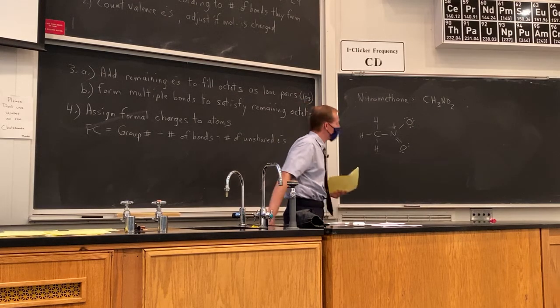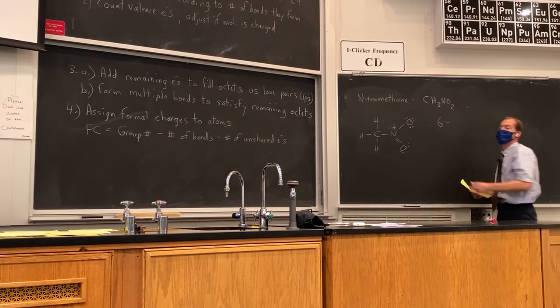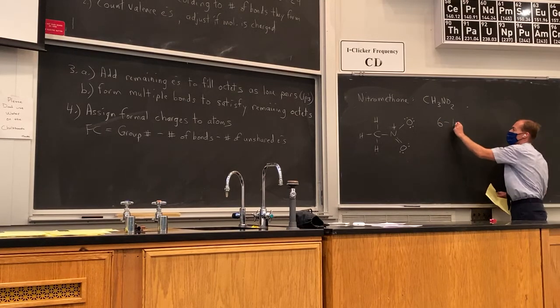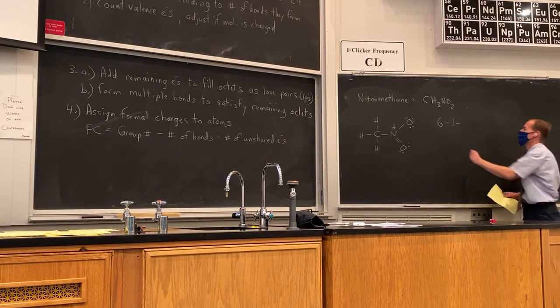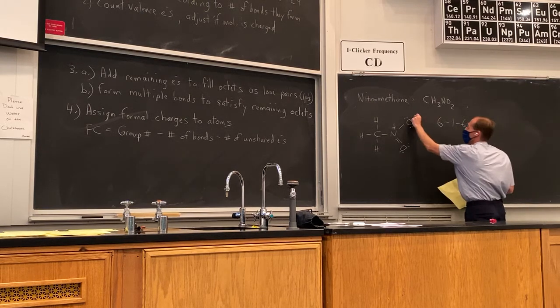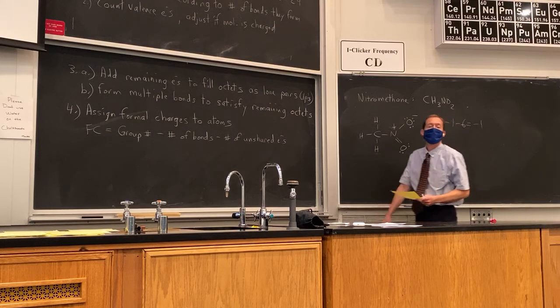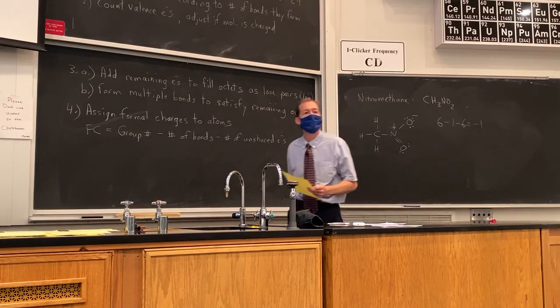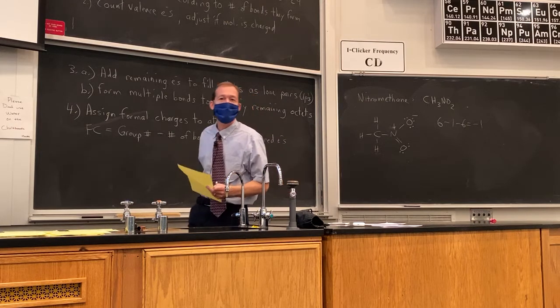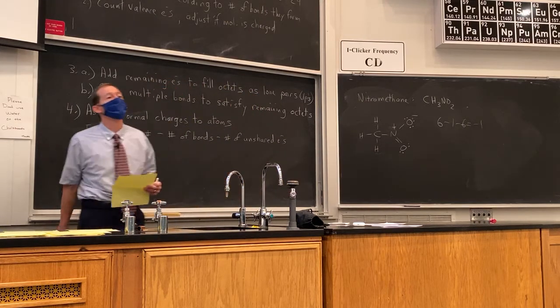All right, let's look at the oxygen. Group number 6. How many bonds? How many unshared electrons? 6. Formal charge, -1. Okay. The bottom oxygen, 6 minus how many bonds? 2. How many unshared electrons? Okay, 4. So no formal charge here.